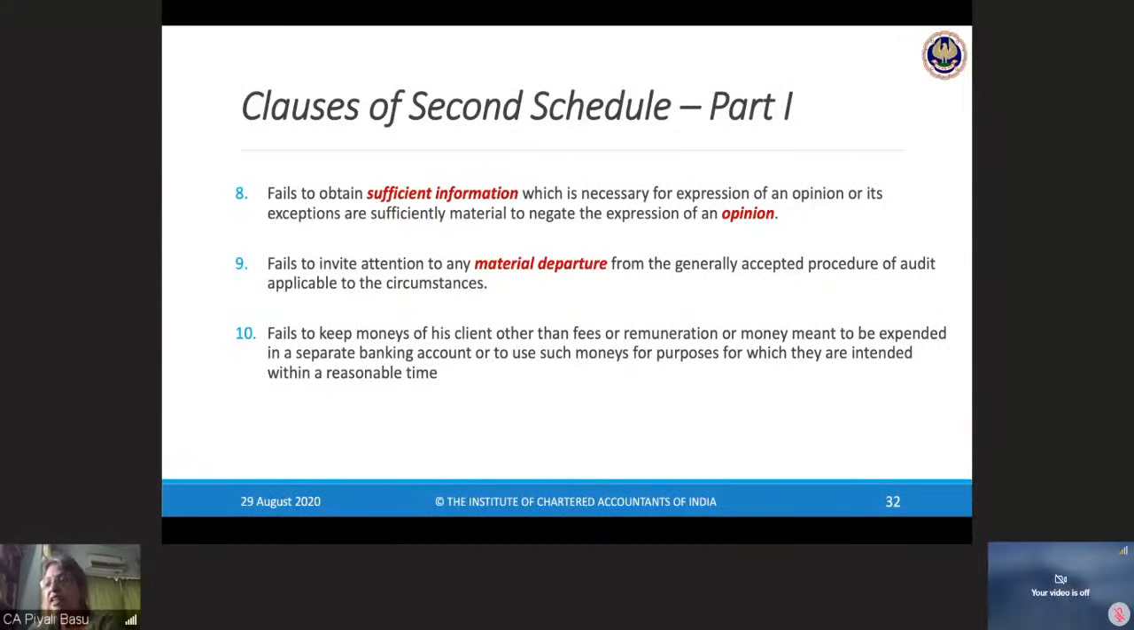And if for any reason the auditor has not been able to perform the audit in accordance with such procedure, his report should draw attention to the material departure from such procedure. Probably we could not do it for some reason or other; we must mention that. Generally accepted procedure would depend upon the facts and circumstances of each case, but guidance is available in general terms from the various pronouncements of the Institute issued by way of statements, guidance notes and the SAs. Auditing standards are the guiding principles, but the Institute comes out with guidance notes from time to time.